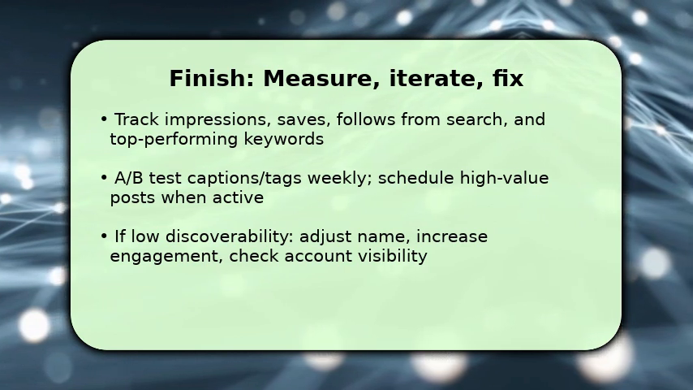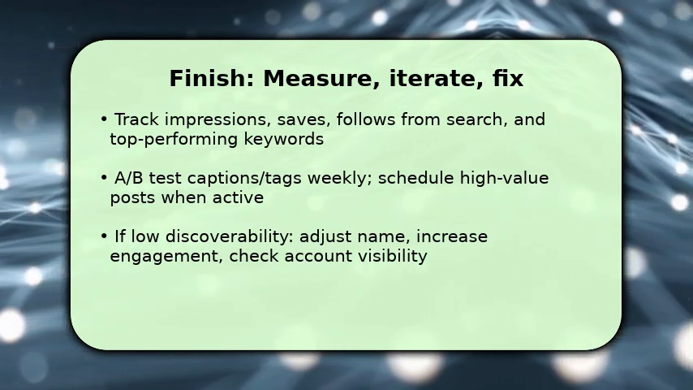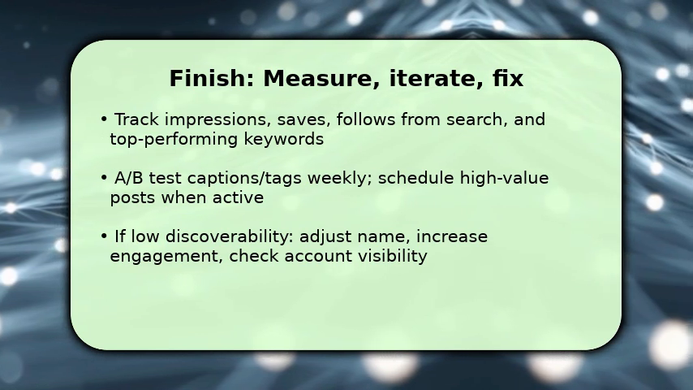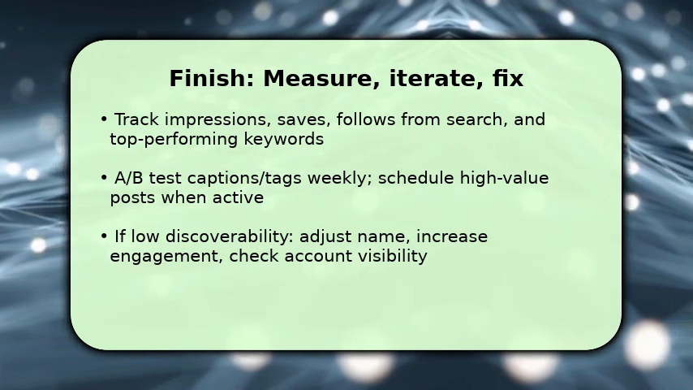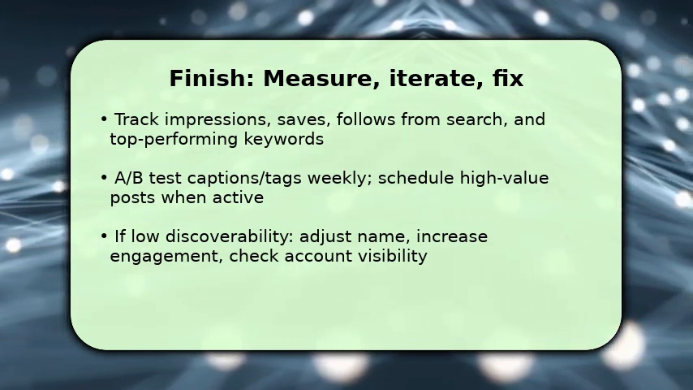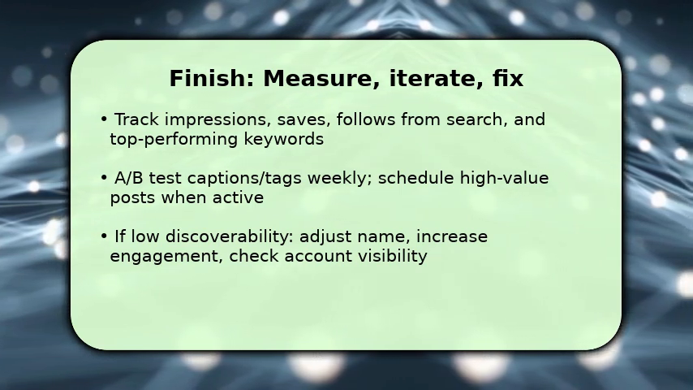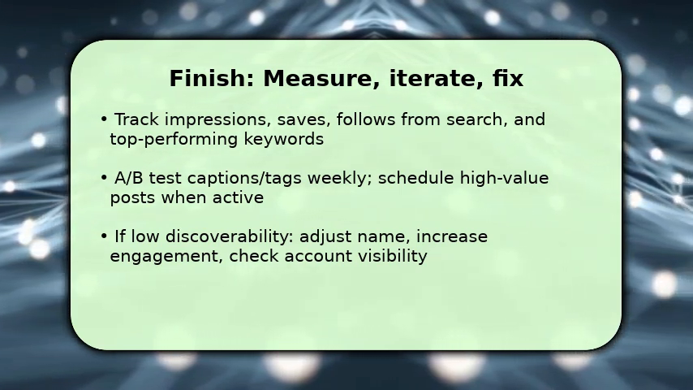If discoverability stays low, check account visibility and rename fields to include clearer keywords. Then boost engagement through collaborations and pinned posts. This troubleshooting step usually resolves most ranking problems.